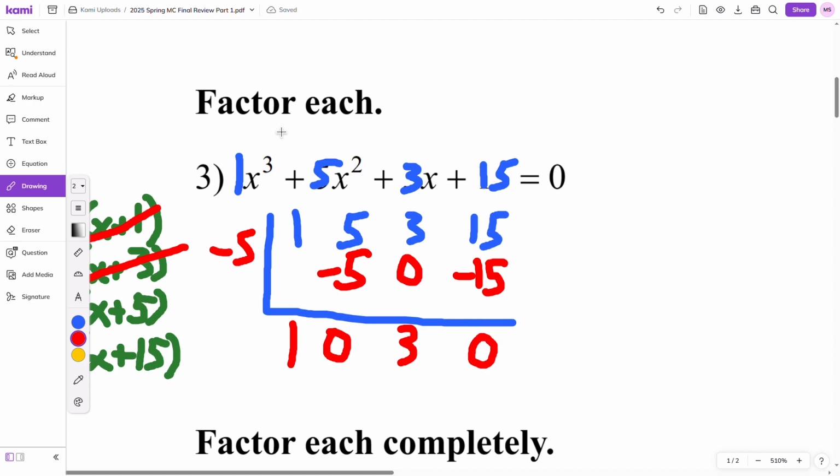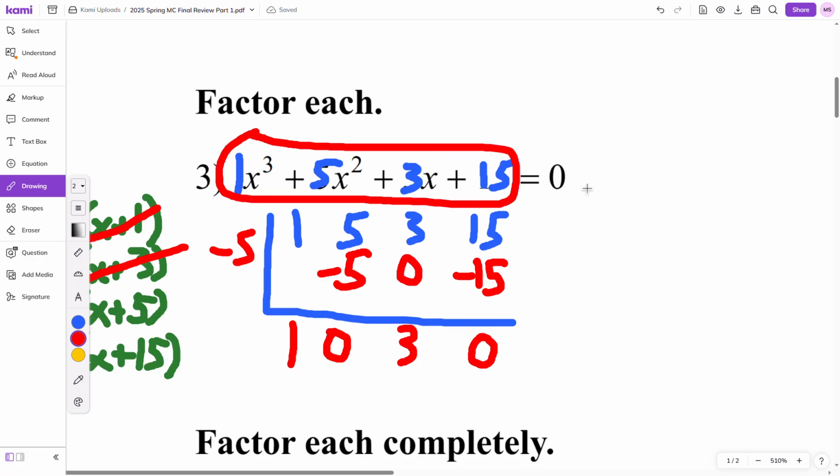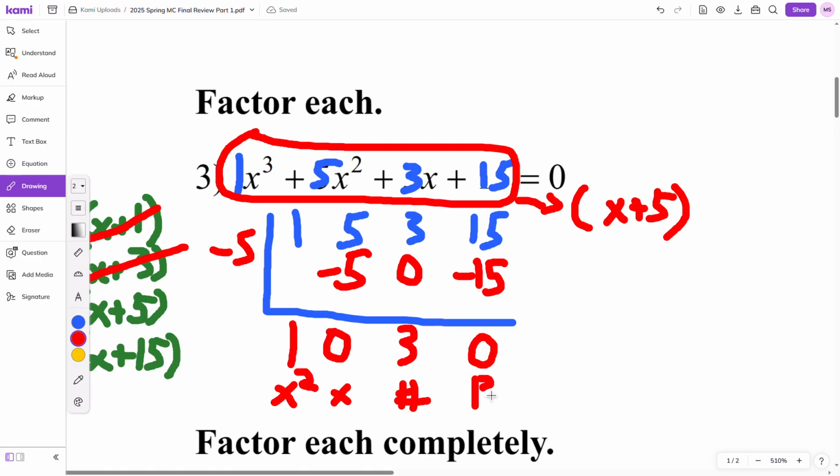What does that mean? Well, it means that this right here, I don't know why they have it equals 0. It doesn't have to have an equals 0. Oh, well, whatever. And so that's going to be x plus 5 times, what does this mean? Well, it's 1 degree down, so it's like this. So this is x squared. This is my x. This is the number or the constant, and this is my remainder.